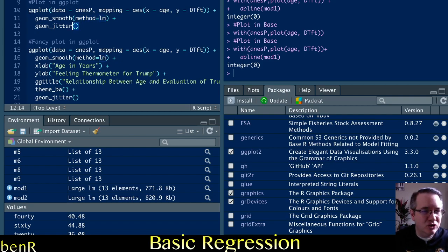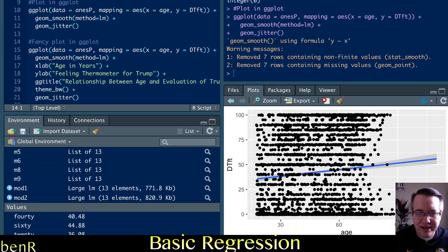And then I like this geom_jitter for situations where you have so many cases, because I think it makes the dots look a little bit better. If you run that, you get this image, which I think looks a lot better than the base R. Still, you can see why the effect was pretty small. The blue line, the slope is pretty narrow.